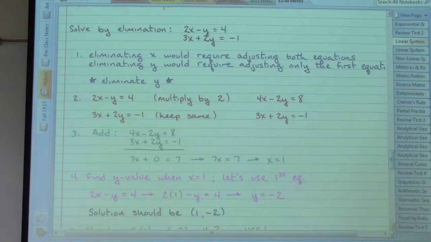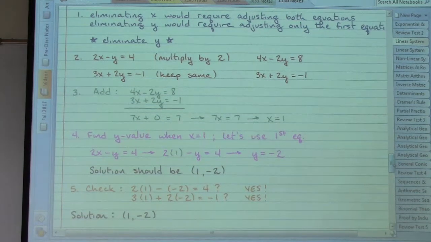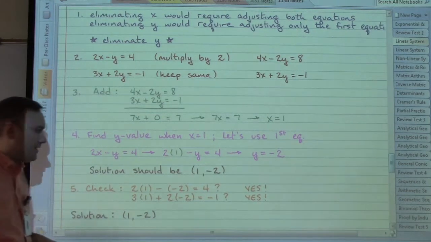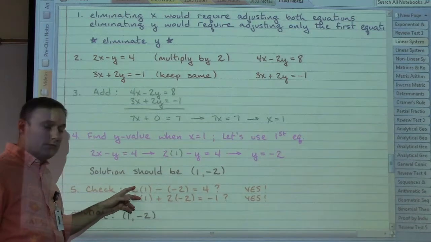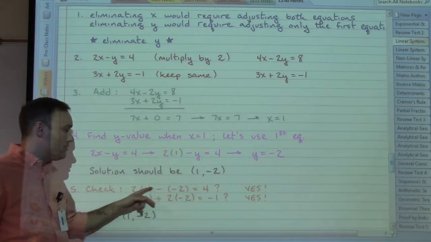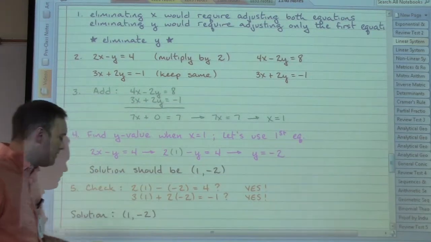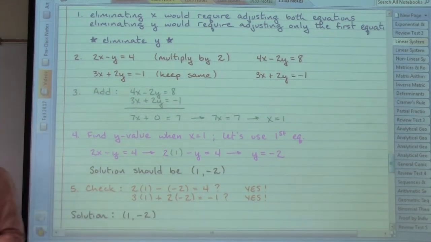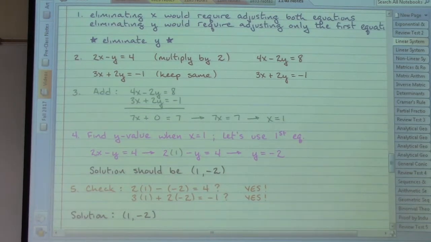So we would want to go through and take advantage of our very good situation of being able to check that particular solution, or check that answer, and verify that it is the solution. So checking that in the first equation, everything works. Checking it in the second equation, everything works. And so we can confidently say that our solution is in fact the point (1, -2).